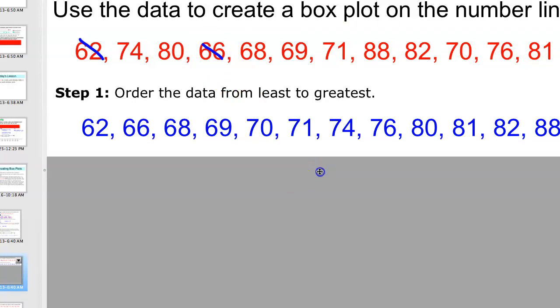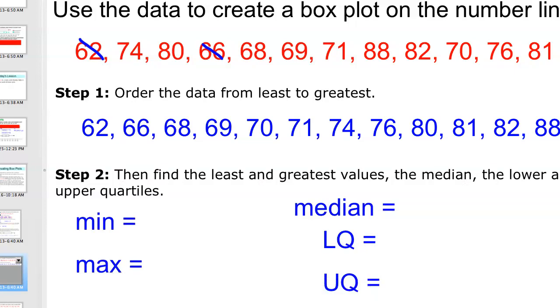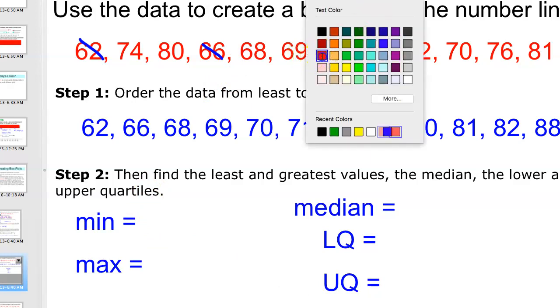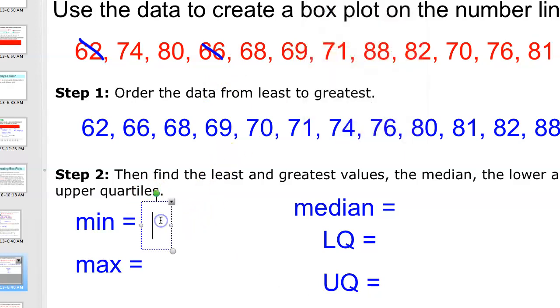Okay, after I write the numbers in order from least to greatest, I have to find my 5 number summary. My min and max, they're my 2 easiest numbers to find. My minimum is the smallest number. So my minimum here is 62. My maximum is my largest number. It's 88.